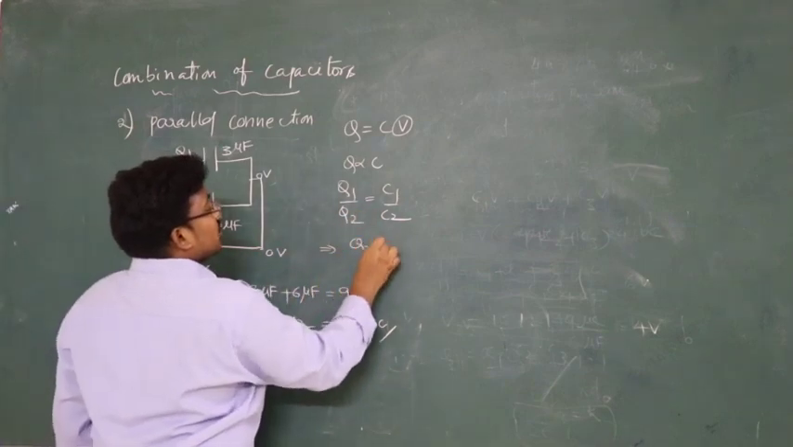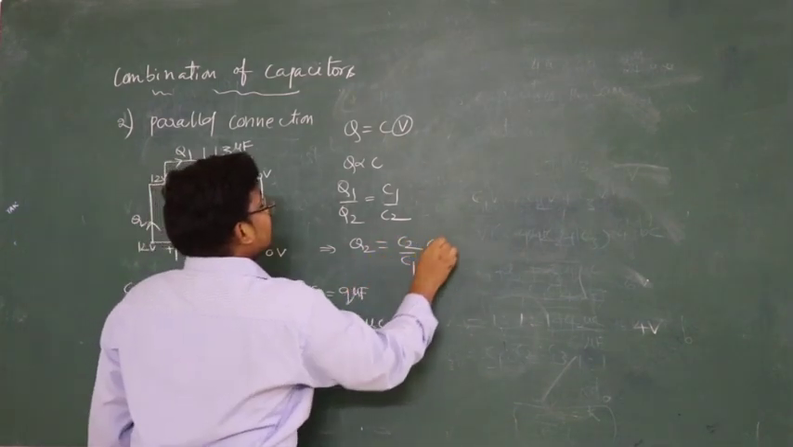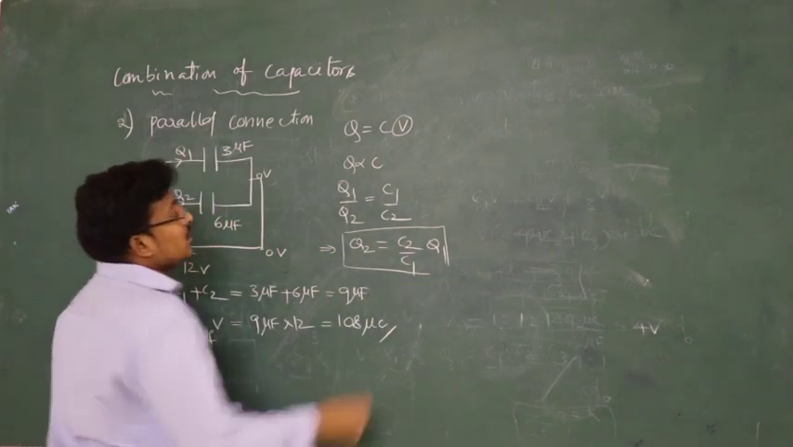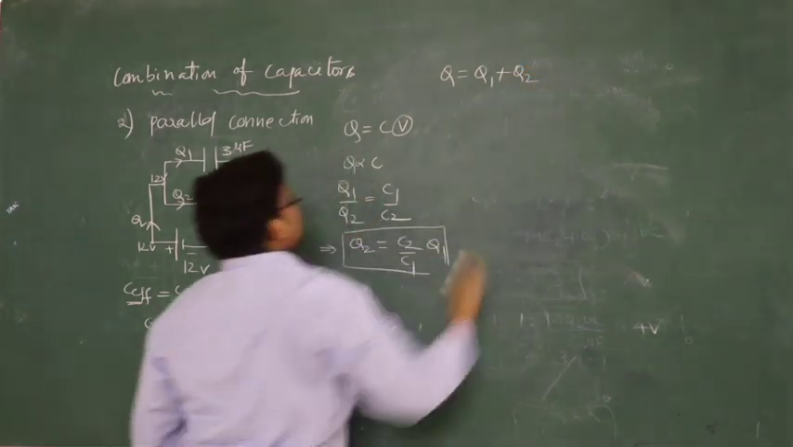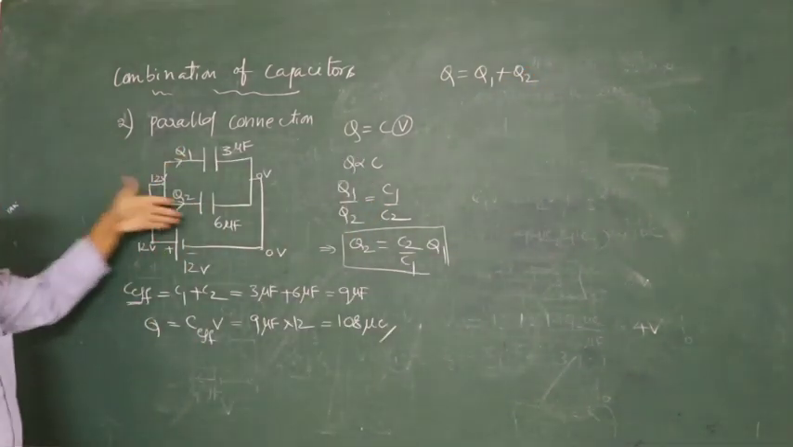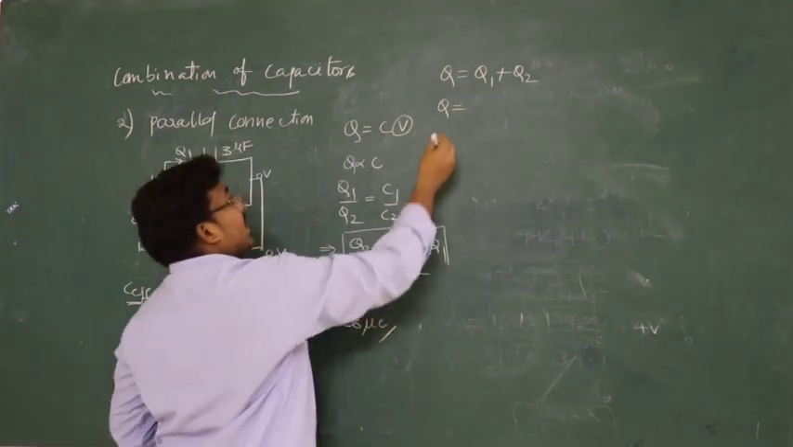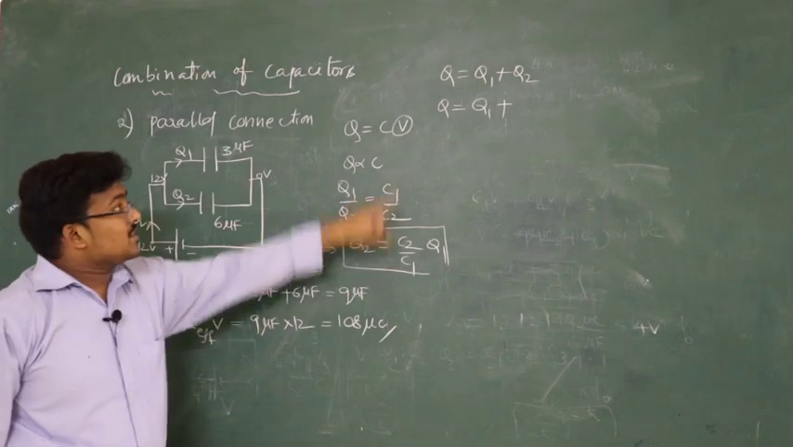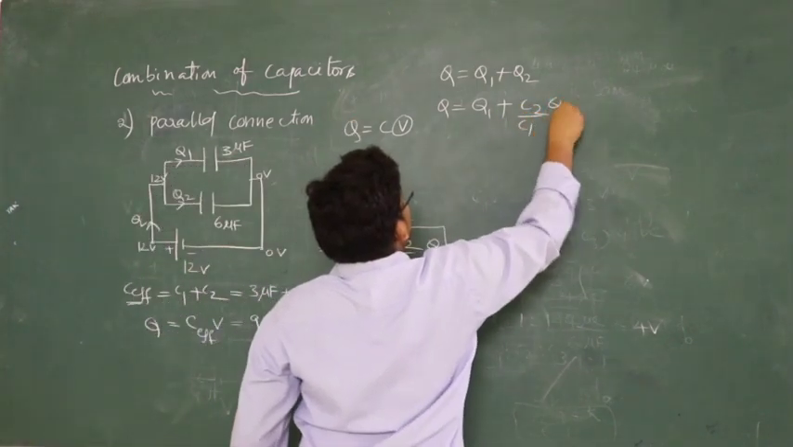Can I get Q2? Q2 is equal to C2 by C1 times Q1. But already I know the sum of the charges from the battery: the total charge Q must be equal to Q1 plus Q2. So Q is equal to Q1 plus, in the place of Q2, I will write C2 by C1 times Q1.